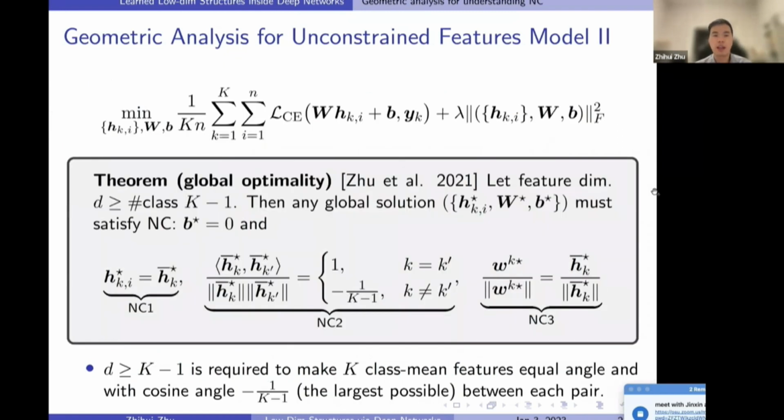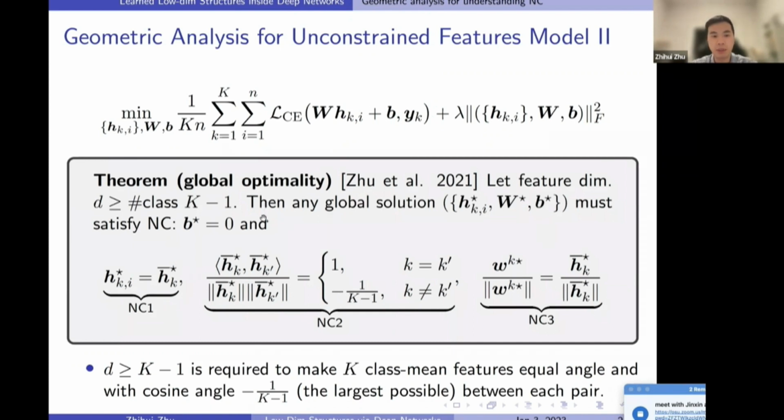Let's first look at the global optimality solutions in particular. Our first result says that if the feature dimension is relatively large, that is, D is larger than or equal to the number of classes K minus 1, then any global solution to such training problems must exhibit neural collapse properties.